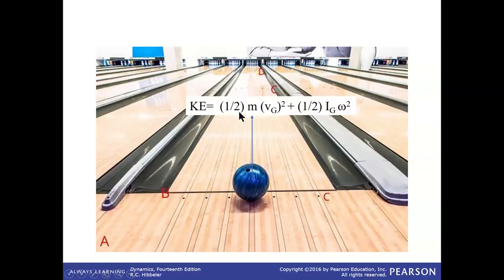So this ball has the energy, total kinetic energy is 1/2 m vg square, which is translation kinetic energy, same as particles, plus it has this additional term which was absent in particles, which is 1/2 Ig omega square, where Ig is the mass moment of inertia of the ball with respect to its own mass center, and omega is the angular velocity with which the ball spins while it travels linearly on the track.